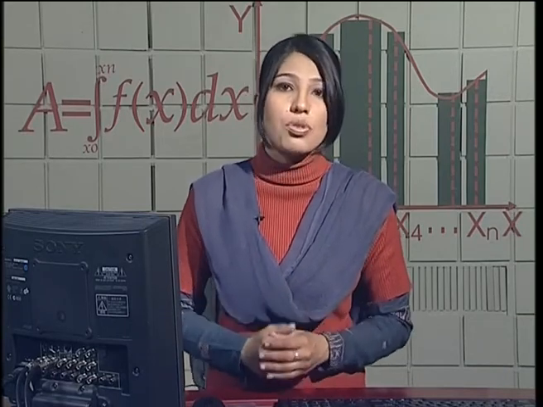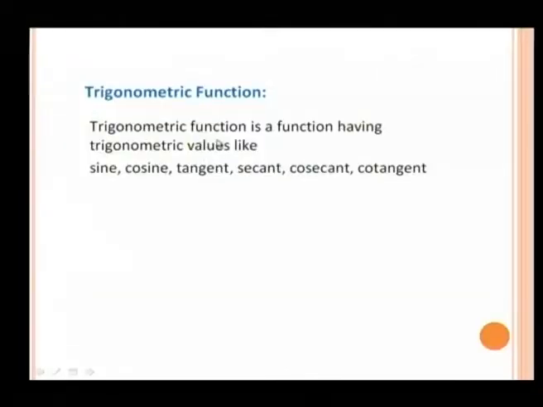But first, going to this example, I will briefly explain what the trigonometric functions are. You can see the definition of trigonometric functions on the screen. A trigonometric function is a function having trigonometric values like sine, cosine, tangent, secant, cosecant and cotangent. Now we will consider an example having a trigonometric function.